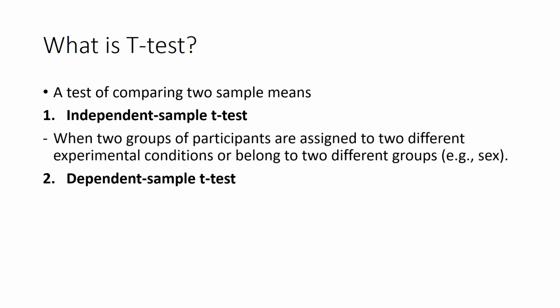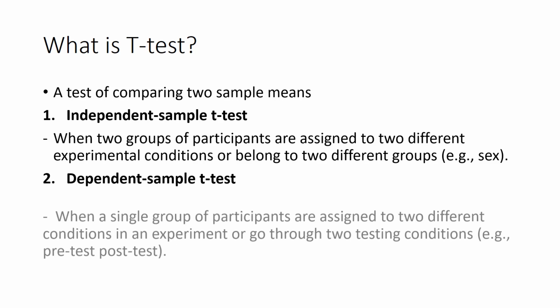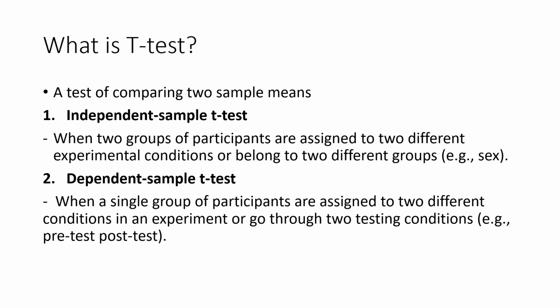Independent sample t-test is used when two groups of participants are assigned to different experimental conditions or when they belong to two different groups, such as sex. Dependent sample t-test is used when a single group of participants take part in two different experimental conditions or go through two testing conditions such as pre-test and post-test.